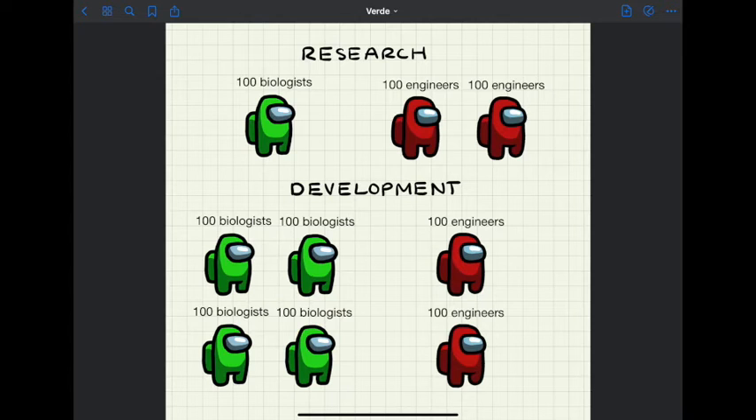Then, if we add up the amount of biologists and environmental engineers in all of VERDE, we'll get that the amount of biologists is 500 and the amount of environmental engineers is actually 400. So if we simplify it, we get a ratio of 5 to 4, which is not equal to 1 to 1.